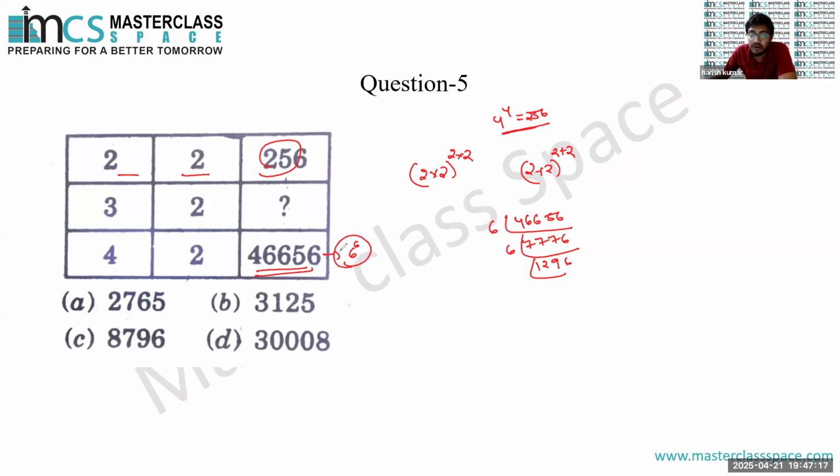Now, how can we get 6 power 6 from these two numbers? It can't be 4 into 2, because 4 into 2 will be 8, and 8 power 6 is not it. It should be 4 plus 2 power 4 plus 2. So basically, what is the logic? The sum of the numbers to the power of the sum of the same numbers. So here also it will be 3 plus 2 power 3 plus 2, which is 5 power 5. What is 5 power 5? 5 cube is 125. 5 power 4 is 625. 625 into 5 is 3125. Option B is your answer.